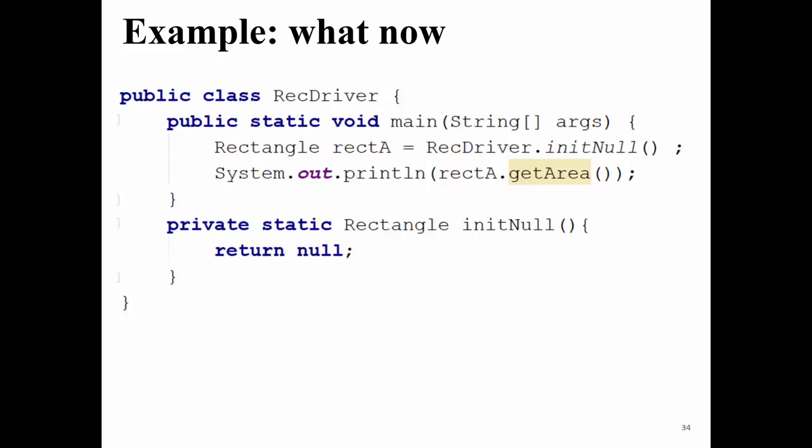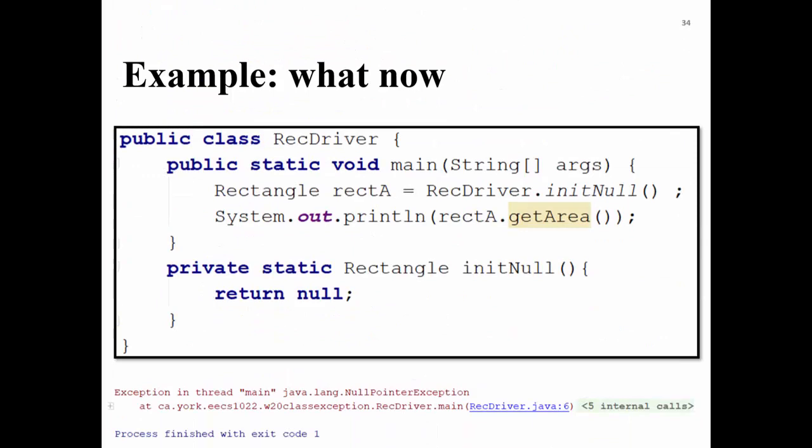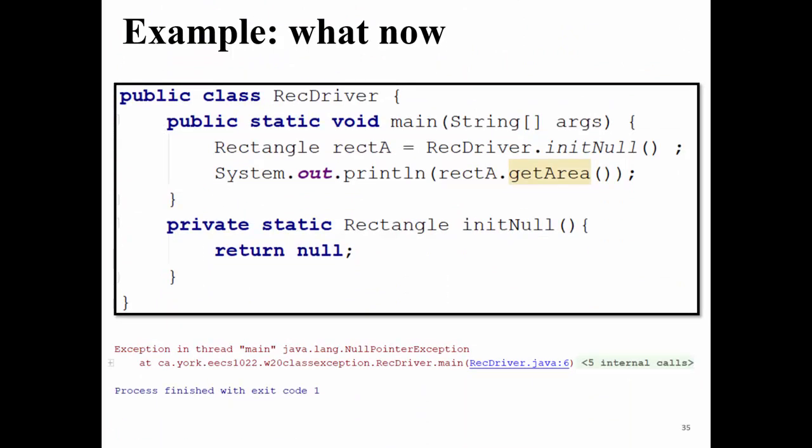Now, the compiler will not know that rect A is actually pointing to null. There is no object there. And in the second line, you try to get the area. You get the area from what? From null. That is where we are going to see the exception. You're going to see a null pointer exception.